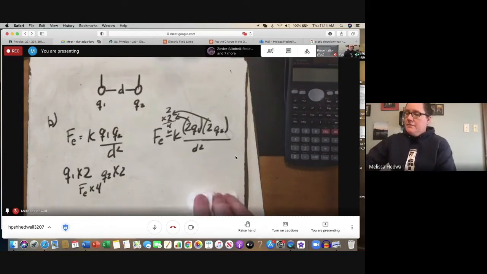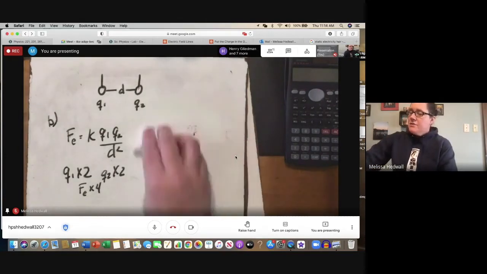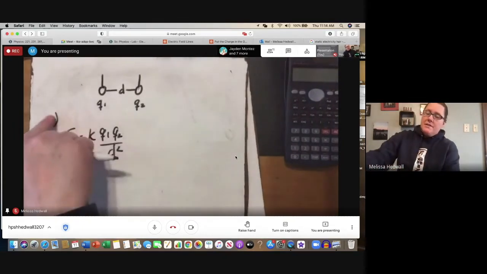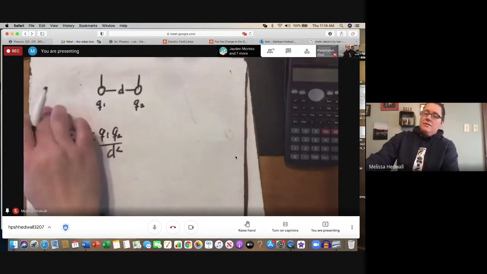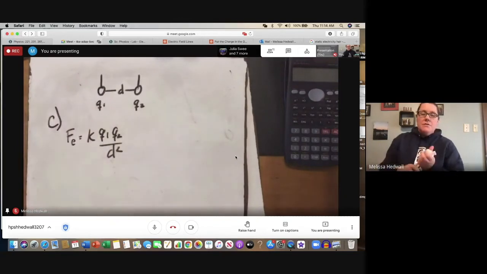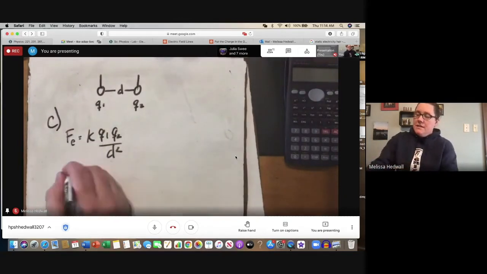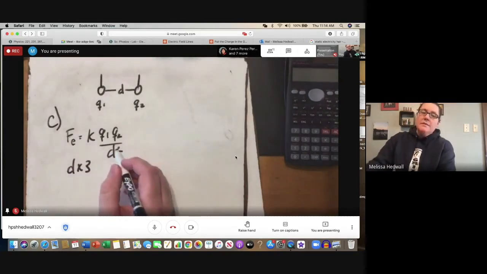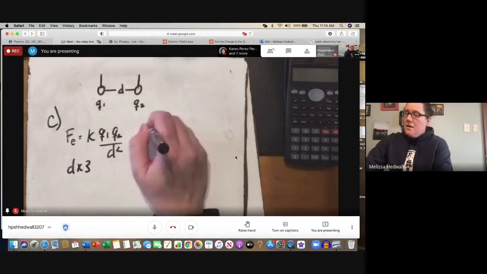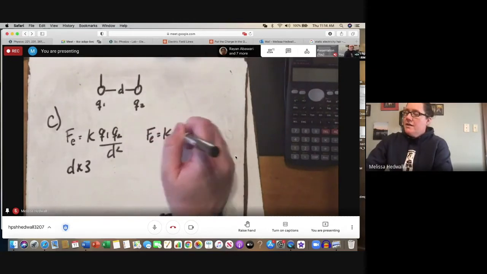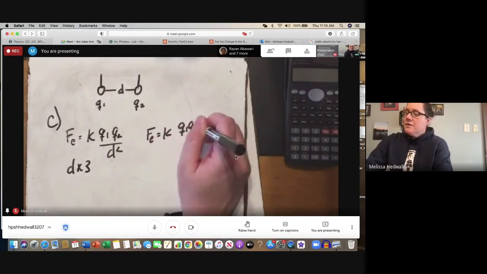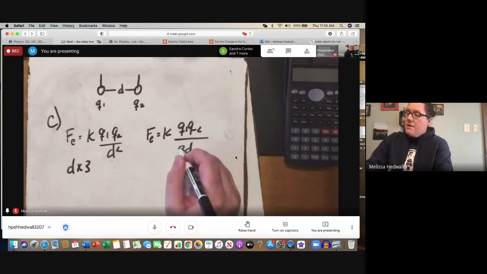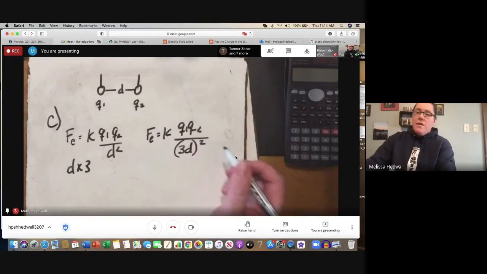And I'll take this off. The next one, for C, says, what happens if you triple the distance? So we say D is times 3. Anything that shows up on the bottom is a little bit goofy, so let's look at it. We have our electric force, K, and the Q's stay the same, Q1, Q2. Now we're going to triple the distance, so I'm going to say 3D, and I'm going to square that whole thing.